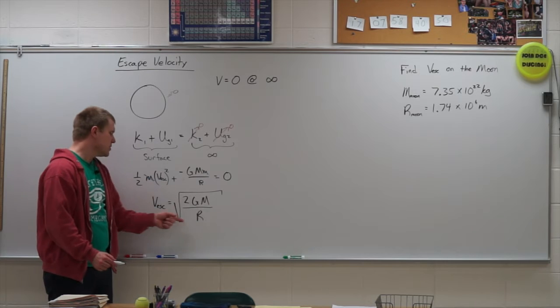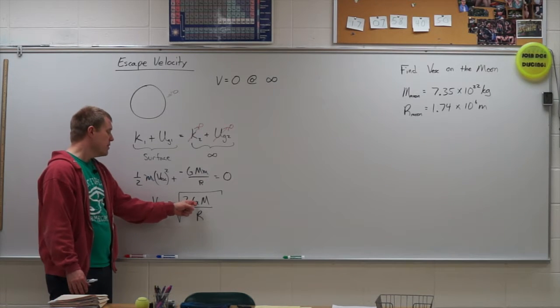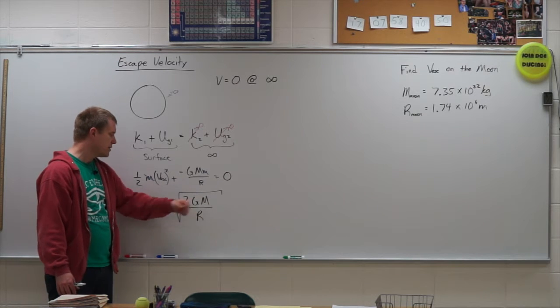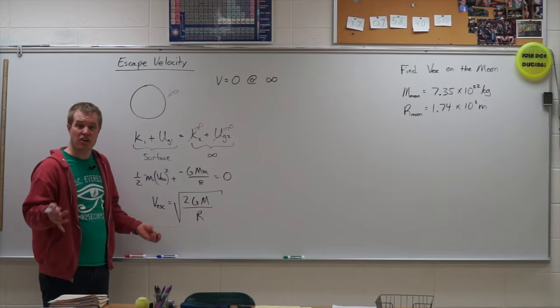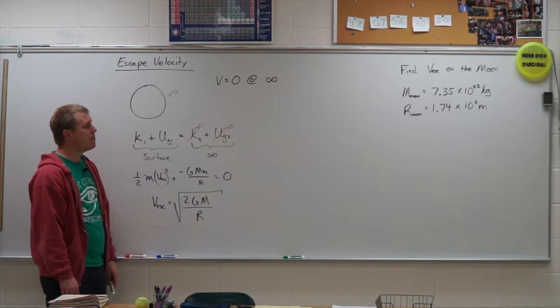And so I get this, and so the escape velocity from any planet or object is going to be the square root of 2 times the universal gravitational constant times the mass of the object divided by the distance center to center that it starts at. Okay, and since we're at the surface, we're using a capital R here.